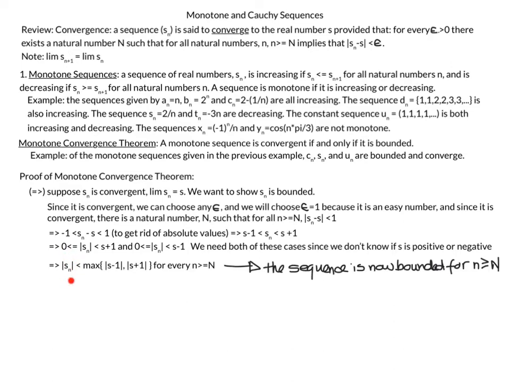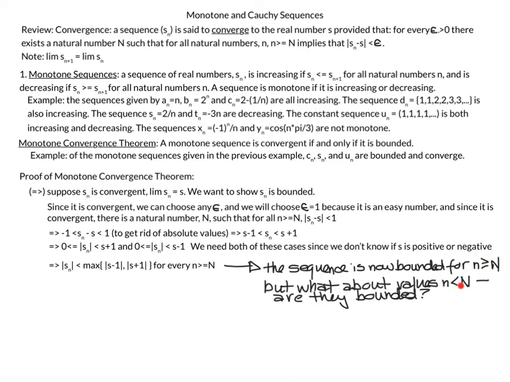So the absolute value of Sn is bound by the max of the absolute value of s minus 1 and s plus 1 for every, and again, the condition for this was that little n is greater than or equal to capital N. So the sequence is now bounded for all natural numbers greater than or equal to capital N.